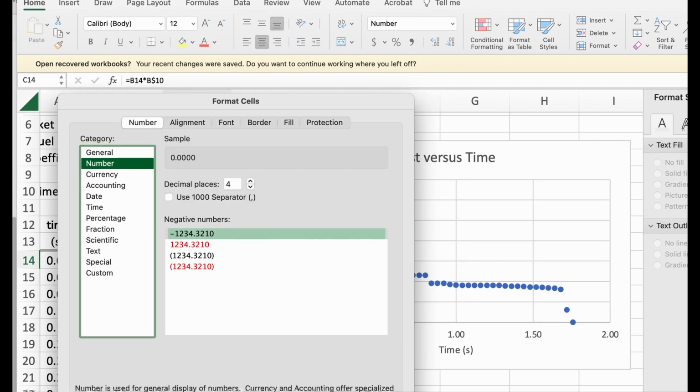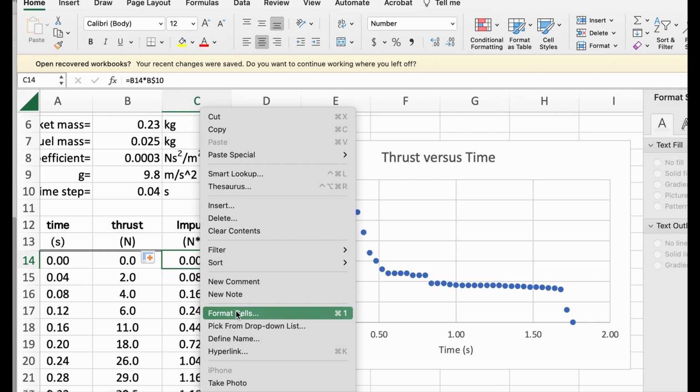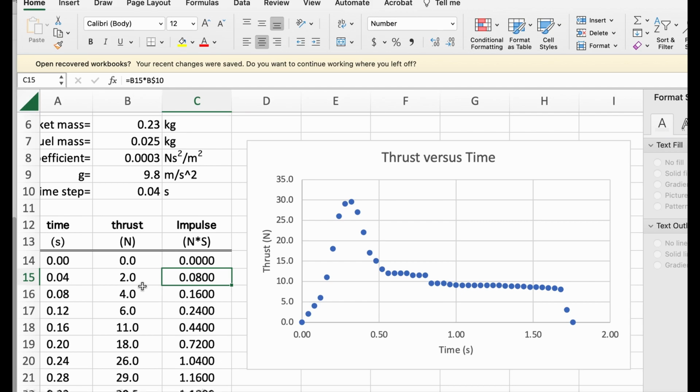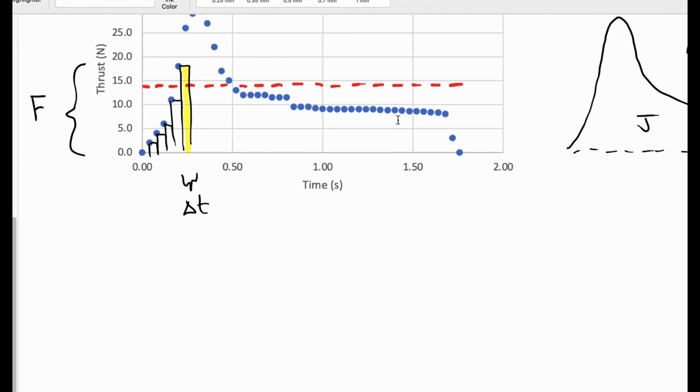B$10. Okay, so you do a control click and then go to format cells if you want to get a different precision. I've set mine to 4 decimal places. You could do more or less. Keep in mind that what the lab is saying is that I used a simplification: I would use the initial thrust, at the start of the delta t, as if it was the thrust for that whole time. So what I would be creating is sometimes called a left sum.